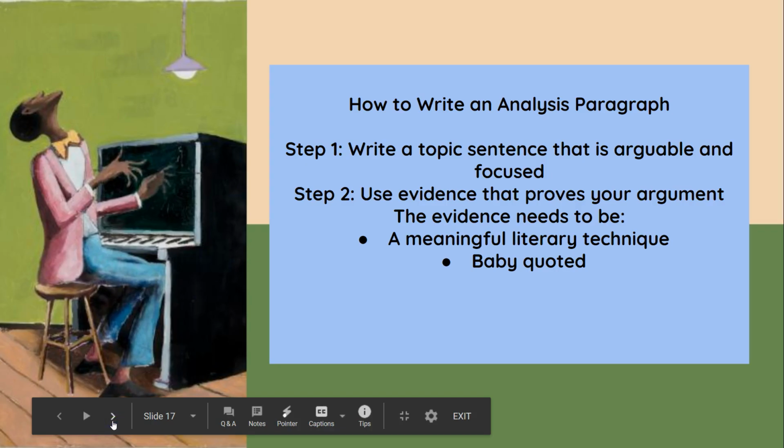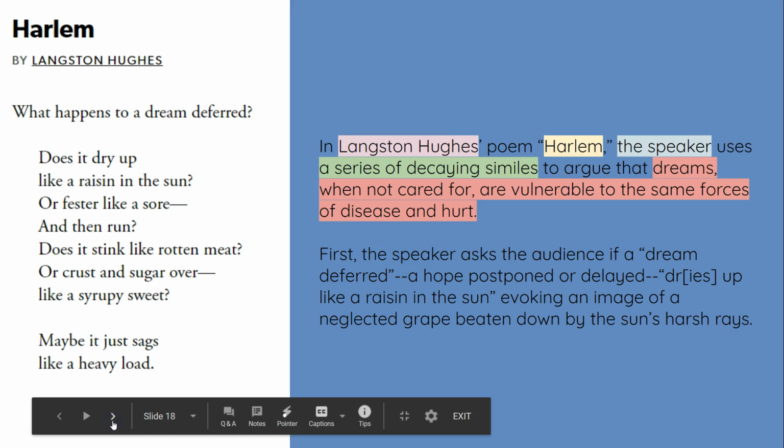So the next step after we've written our topic sentence is to use evidence that proves our argument. And when we include evidence that needs to be a meaningful literary technique, we need to use little baby quotes when we're quoting it. So for example, I might say, first, the speaker asks the audience if a dream deferred or a hope postponed or delayed dries up like a raisin in the sun, evoking an image of a neglected grape beaten down by the sun's harsh rays.